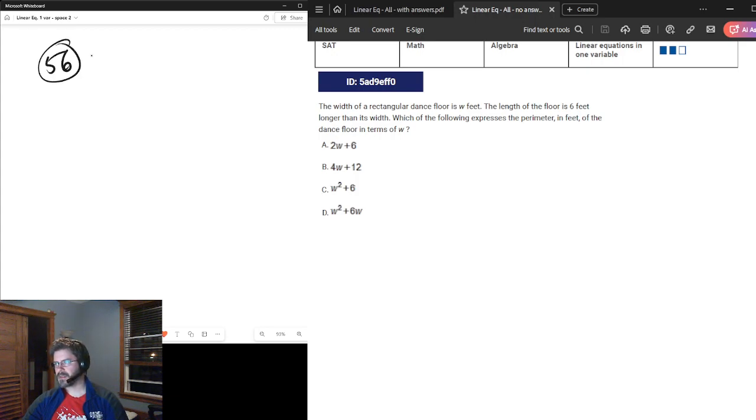56. F0. Width is W, so I will draw a picture for this one. Width is W. Floor is 6 feet longer than the width, so 6 plus W. What are the lines? Perimeter. So perimeter adds up all four sides. So we're going to get 4W plus 12. That's going to be B.